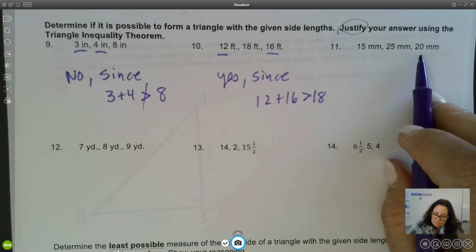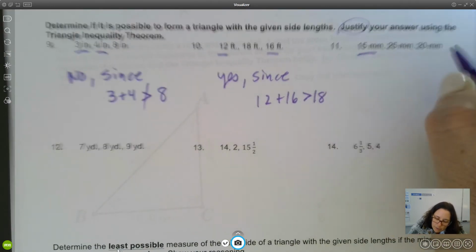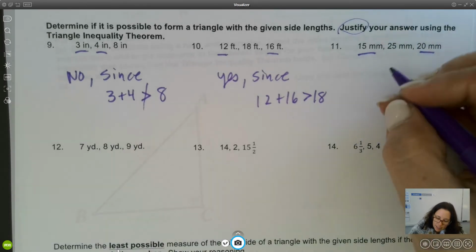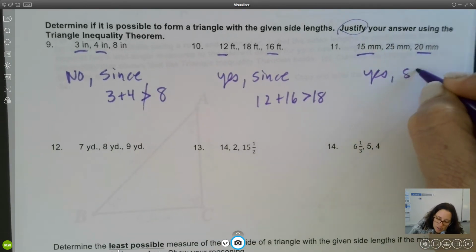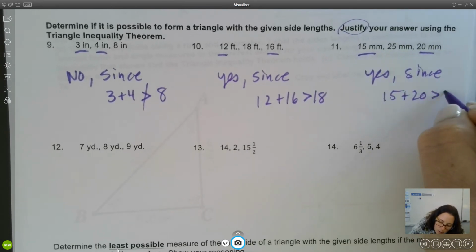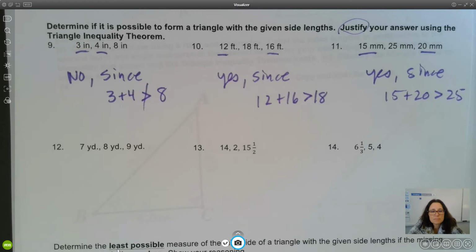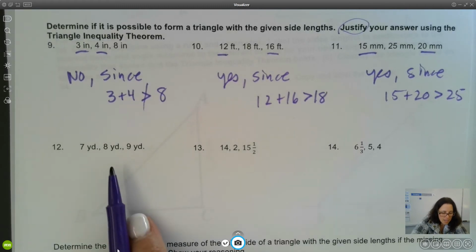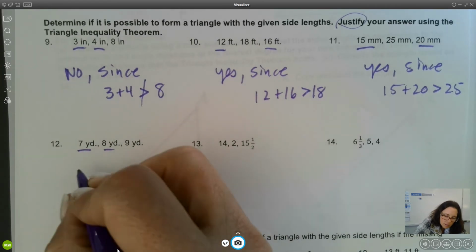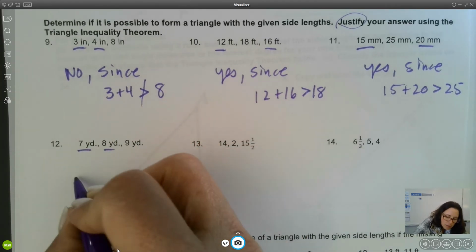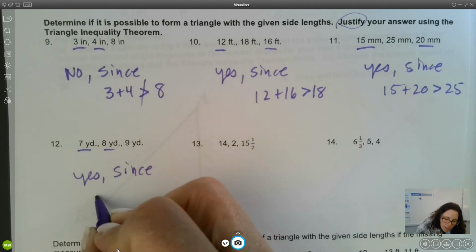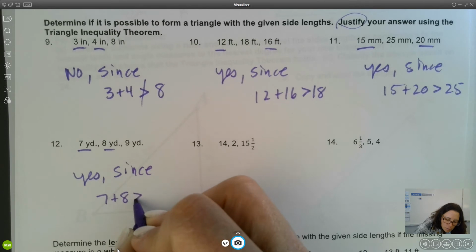Okay, this guy. The two smallest, 15 and 20. Added together, is that bigger than 25? Yes. Since 15 plus 20 is bigger than 25. Okay, this guy, the two smallest, 7 and 8. 15 is bigger than 9, so yes, since 7 plus 8 is bigger than 9.